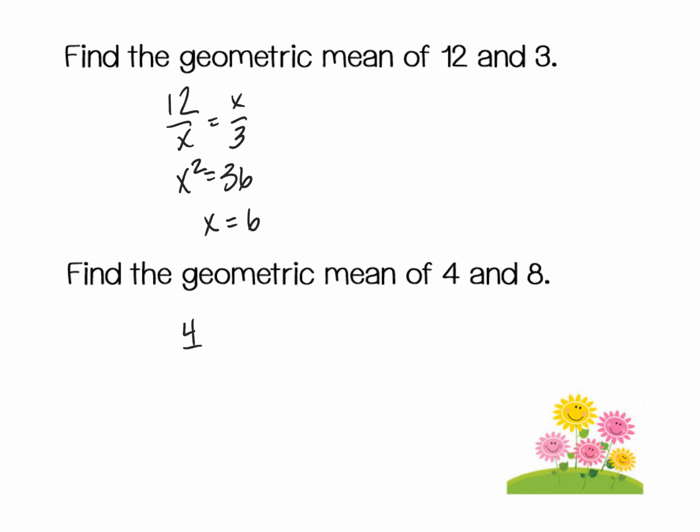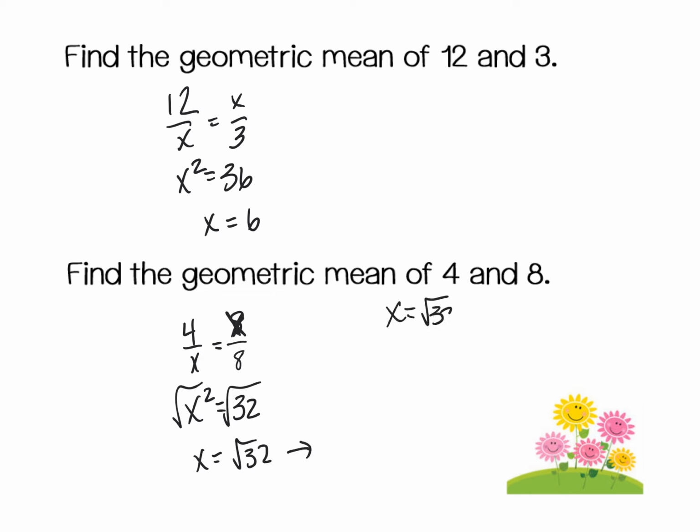Find the geometric mean of 4 and 8. So we have 4 over x equals x over 8. Cross multiply, we have x squared equals 32. Take the square root of both sides. We get the square root of 32, which can be simplified. I'm running out of room here. So the square root of 32 is really the square root of 16 times 2, so it's equivalent to 4 radical 2.